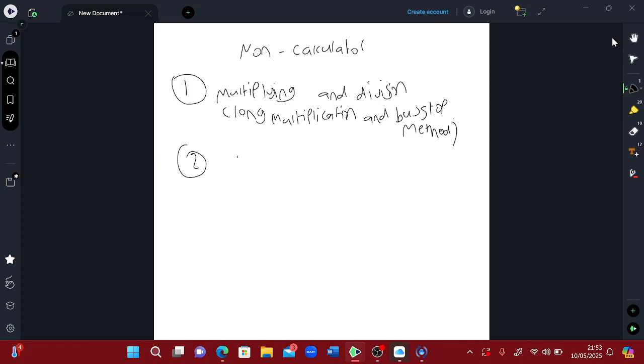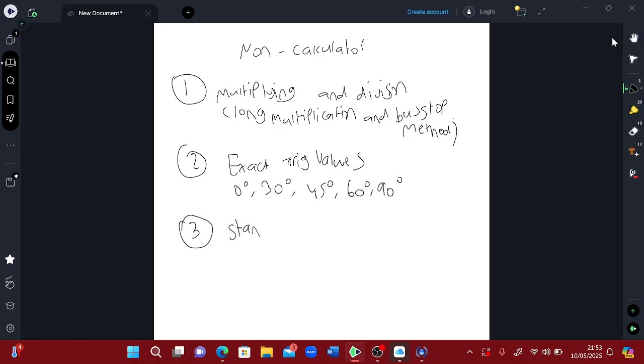The next we're going to go over exact trig values, and I've got a little tip or a trick, I guess, to help you remember them. So you need to remember all the trig ratios for these following angles. And standard form.